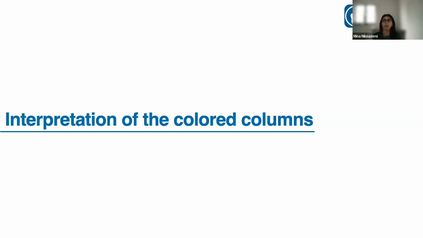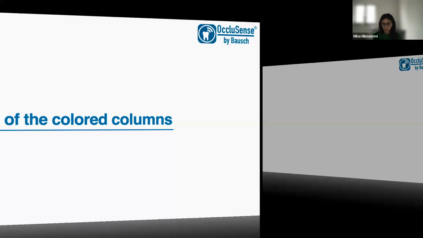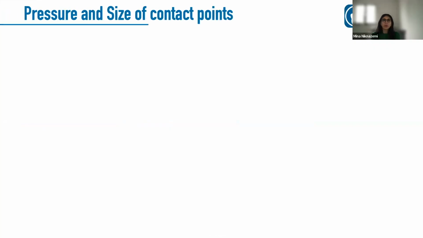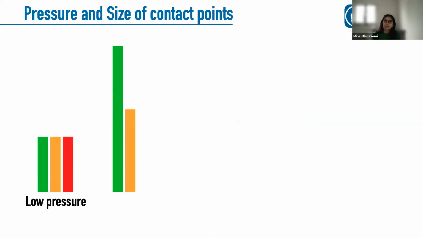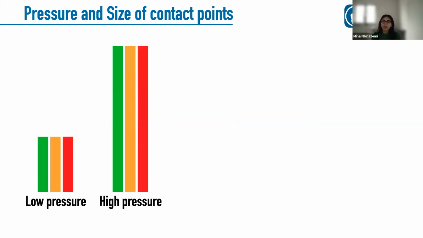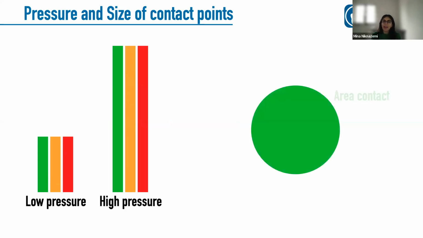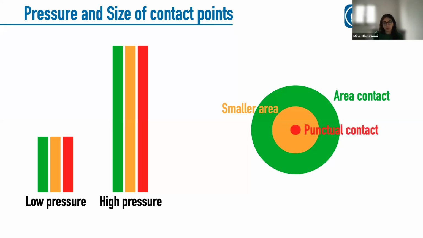As you saw on the readings before, there are different colors and columns in the OccluSense reading, which I want to touch base on with you now. So what the colors tell you more about is the pressure that is being applied and the size of the contact points. Green represents an area of contact on a wider surface, whilst orange displays something in between, and red is a punctual contact.